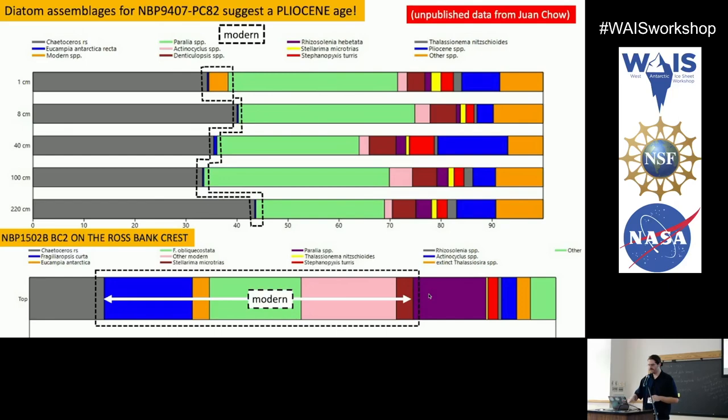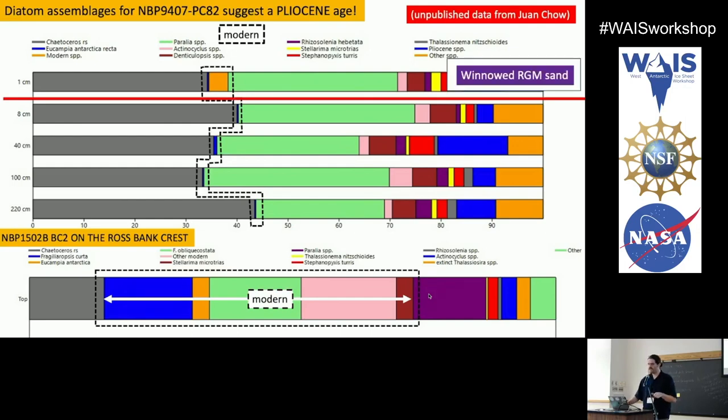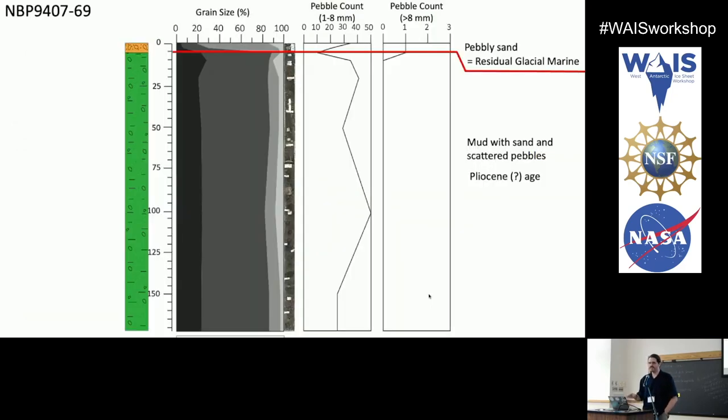And I'm just showing you at the bottom a box core sample where we had a diatom assemblage showing the modern assemblage, from this box core that was on the crest of Ross Bank. So the top would just be that winnowed residual glacial marine sand, and then this Pliocene sandy silt with some scattered pebbles. Then moving to the north side of the crest, we have PC69, and we have something very similar there: very sandy residual glacial marine sedimentation, and then this homogeneous sandy silt unit.